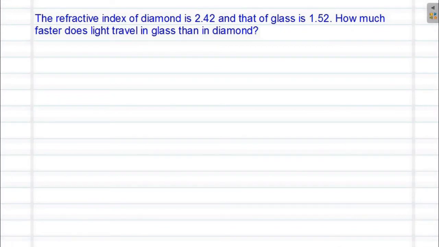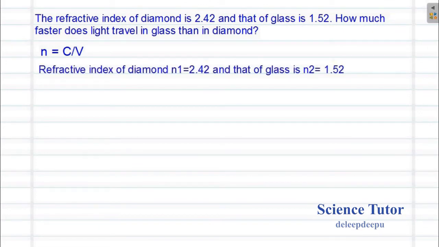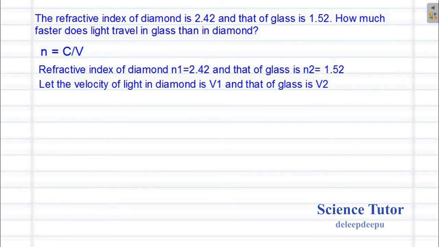Our next question is, the refractive index of diamond is 2.42 and that of glass is 1.52. How much faster does light travel in glass than in diamond? Here the refractive index is equal to speed of light in air divided by speed of light in that particular medium. So we can compare these two. N1 is equal to C divided by V1 and N2 is equal to C divided by V2, where C is the velocity of light in air or in vacuum.